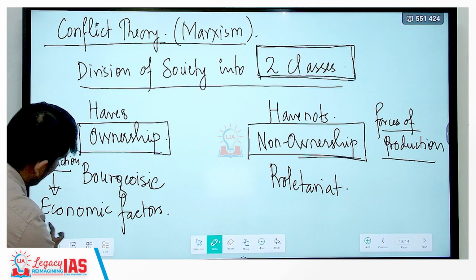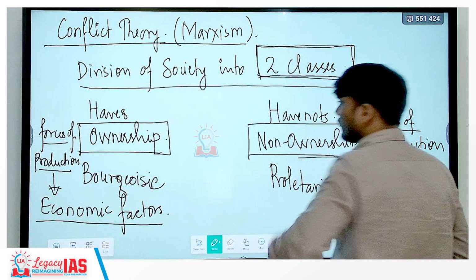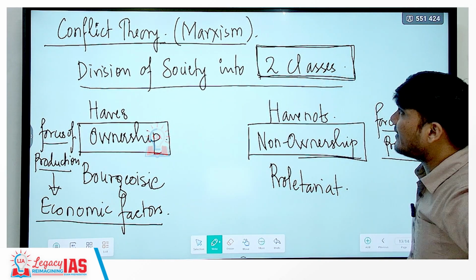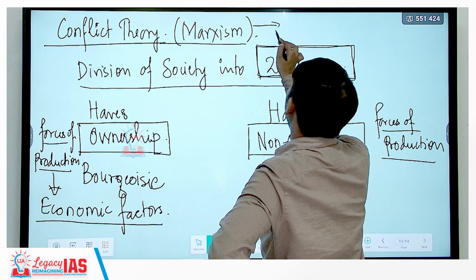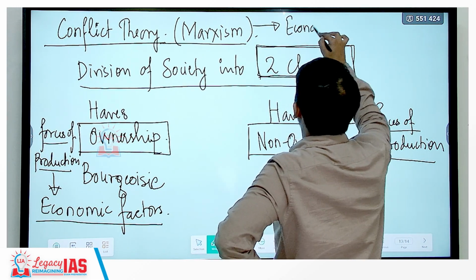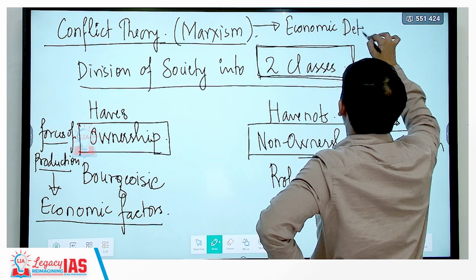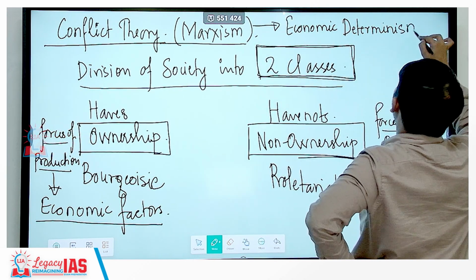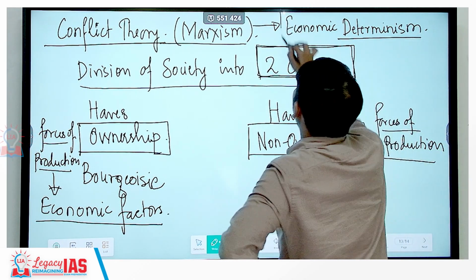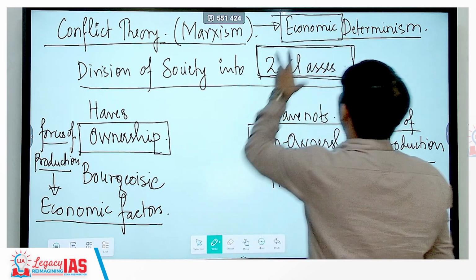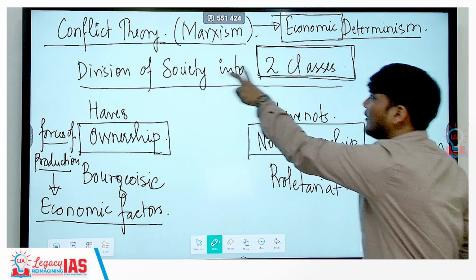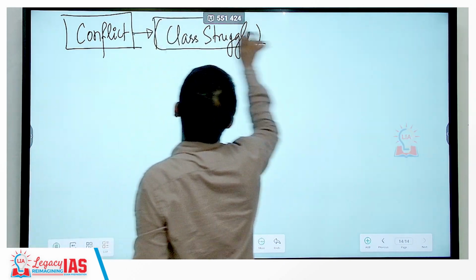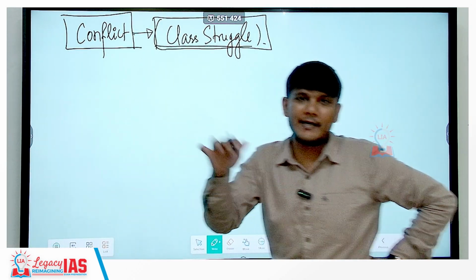So basically it's the economic factor which is deciding the division of society into two classes, and that is why conflict theory of Marx, that is Marxism, is also known as economic deterministic theory or economic determinism. Why economic determinism? Because it is the economic factor which is determining or dividing the entire society into two classes, which is then leading to conflict, which is nothing but, in words of Karl Marx, the class struggle that is happening.